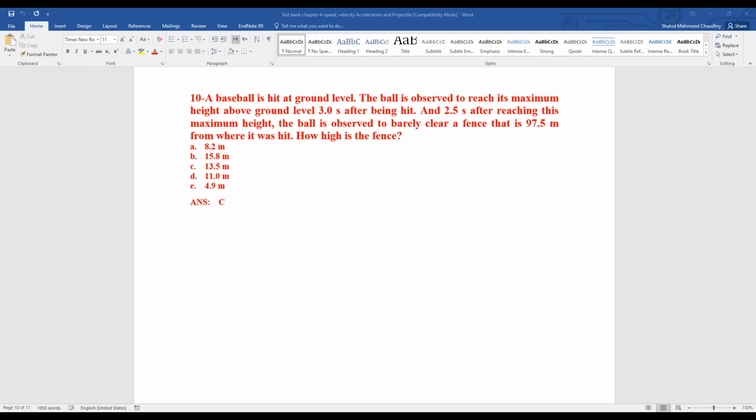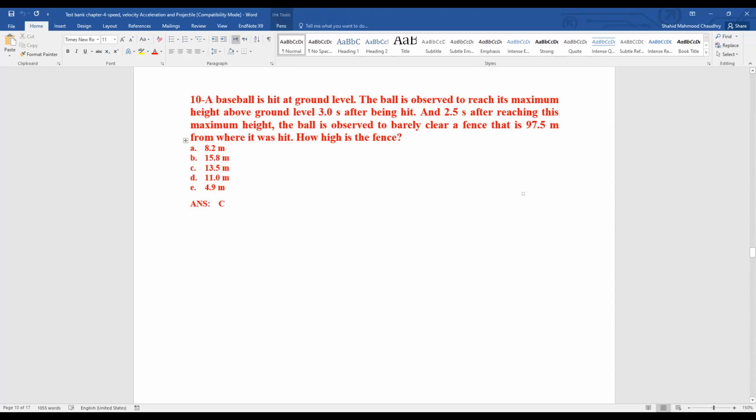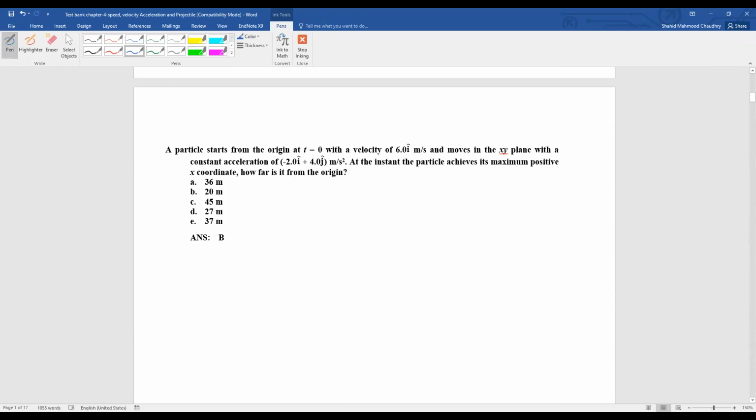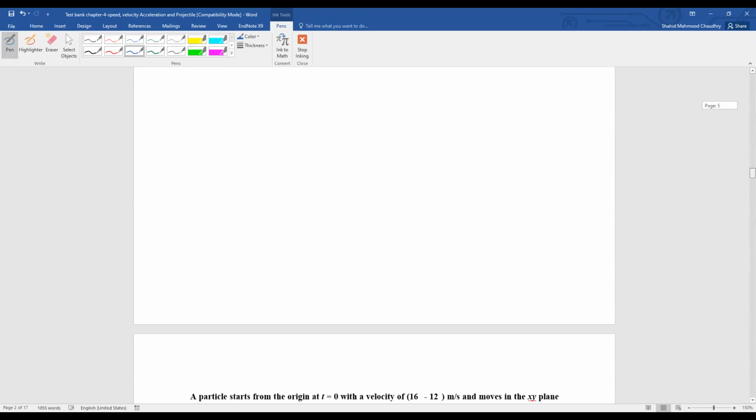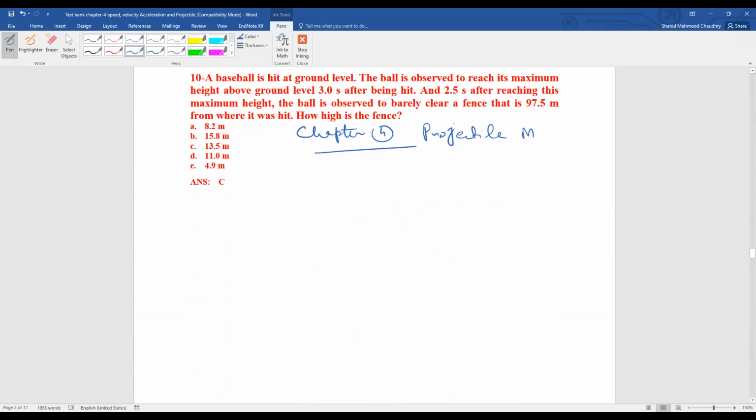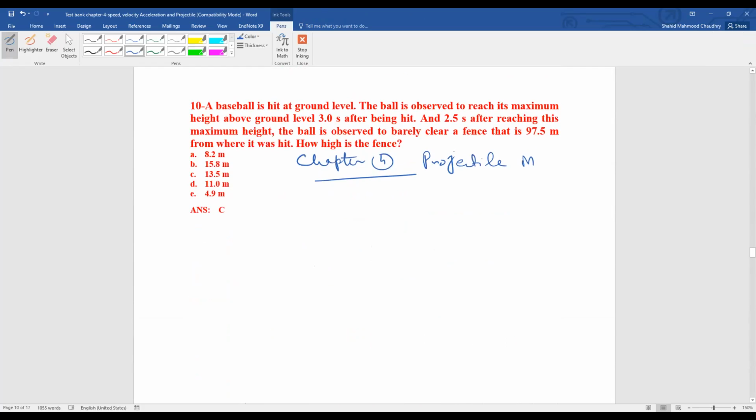So what we are studying actually is this chapter number 4. The article is projectile motion. Last time I skipped this problem, and let's see it today. This is related to projectile motion.